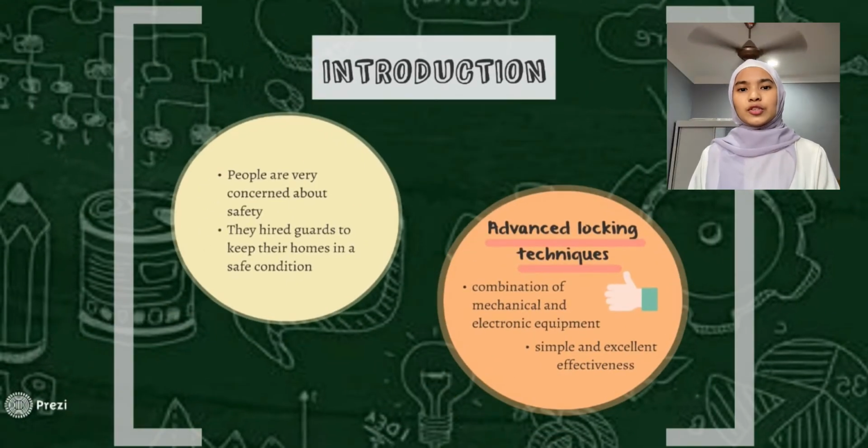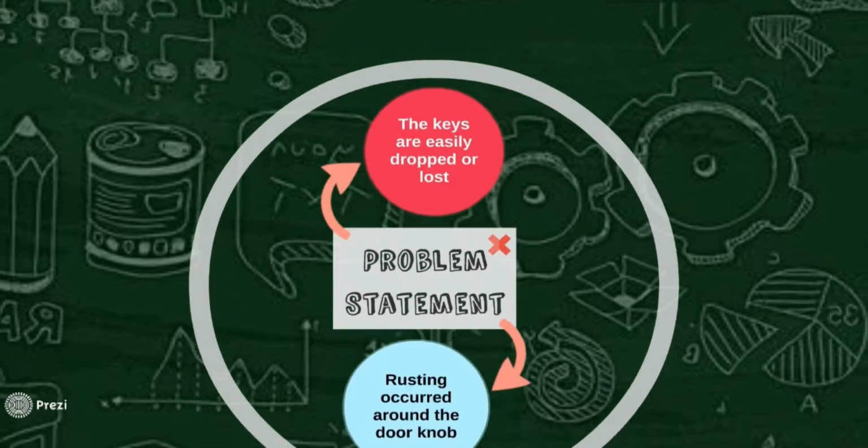Did you know safety is one of the most important things in our lives? Wherever we go, safety is a priority for everyone. Of all the places in this world, home is the safest place. People are very concerned about safety. They hire guards to keep their home in a safe condition, but is that really safe? That is why we designed this system with advanced locking technique, since it is a combination of mechanical and electronic equipment. This system is very simple with excellent effectiveness.